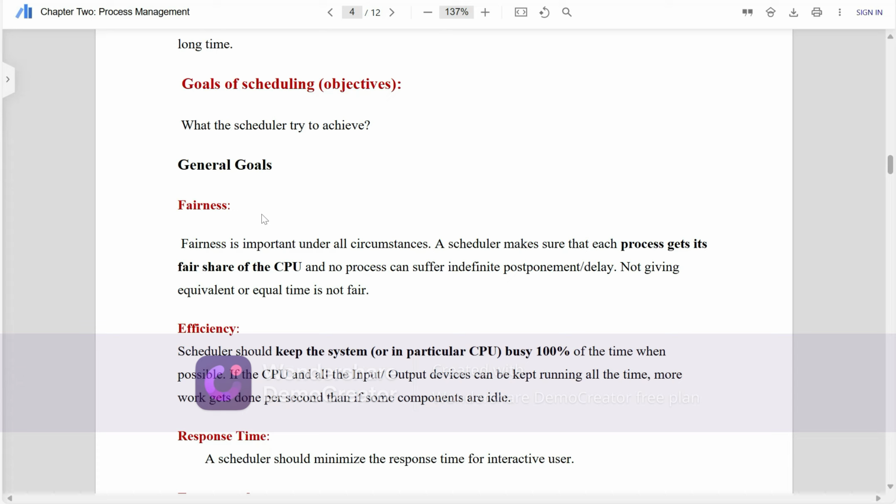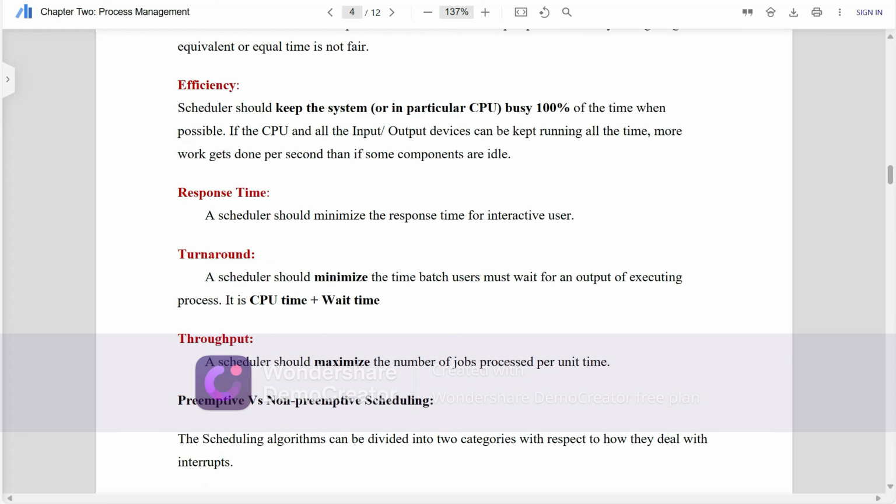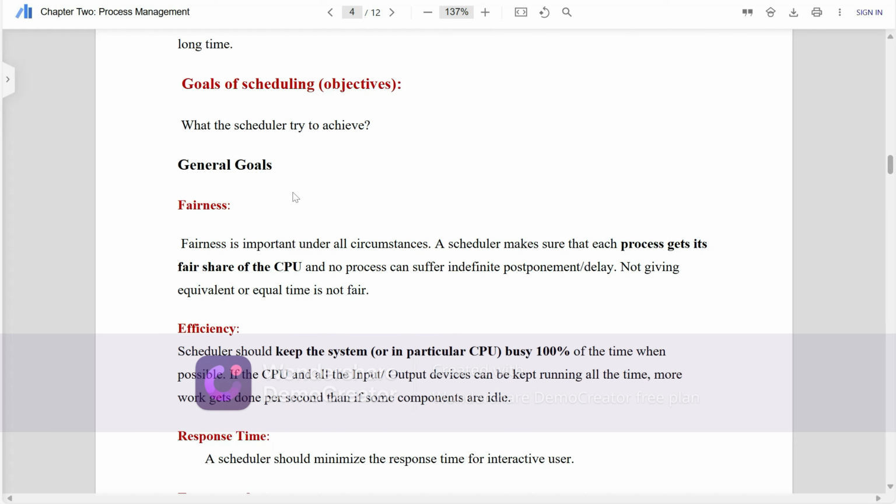Some of the general goals of scheduling are fairness, efficiency, response time, turnaround time, and throughput. If you say one of the goals of a scheduler is fairness, it means that the scheduler makes sure that each process gets its fair share of the CPU. It means no other process can suffer indefinite postponement or delay. That means each process has the ability to access the resources of the CPU.